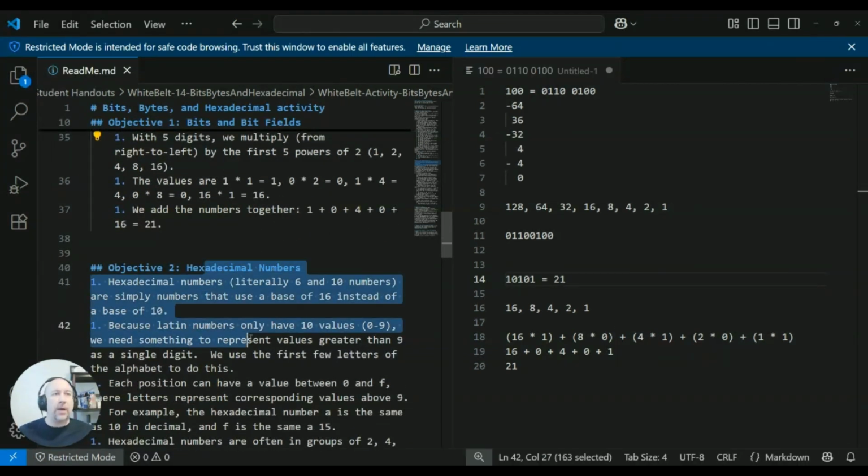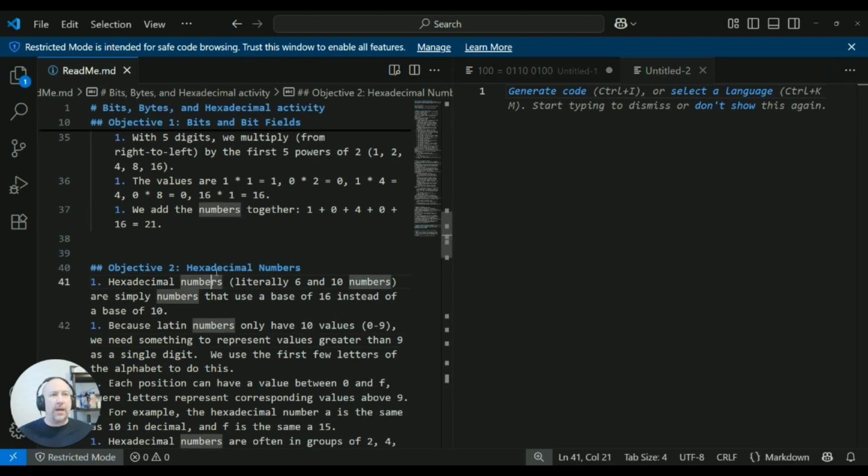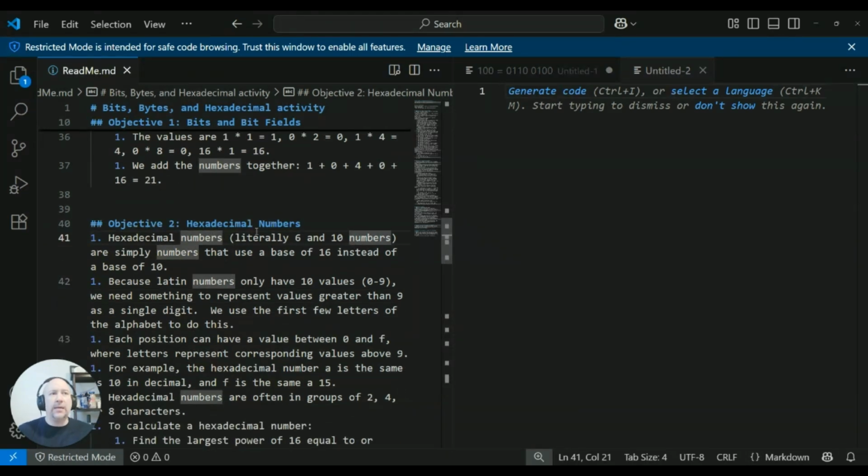So let's switch gears now to talk about hexadecimal numbers, and I'll open up a new scratch pad for this. Hexadecimal literally means 6 and 10, in other words, 16 values. They're simply numbers that use base 16 instead of base 10. Our numbering system only has 10 digits, 0 through 9, so we use the first few letters of the alphabet to go past 9.